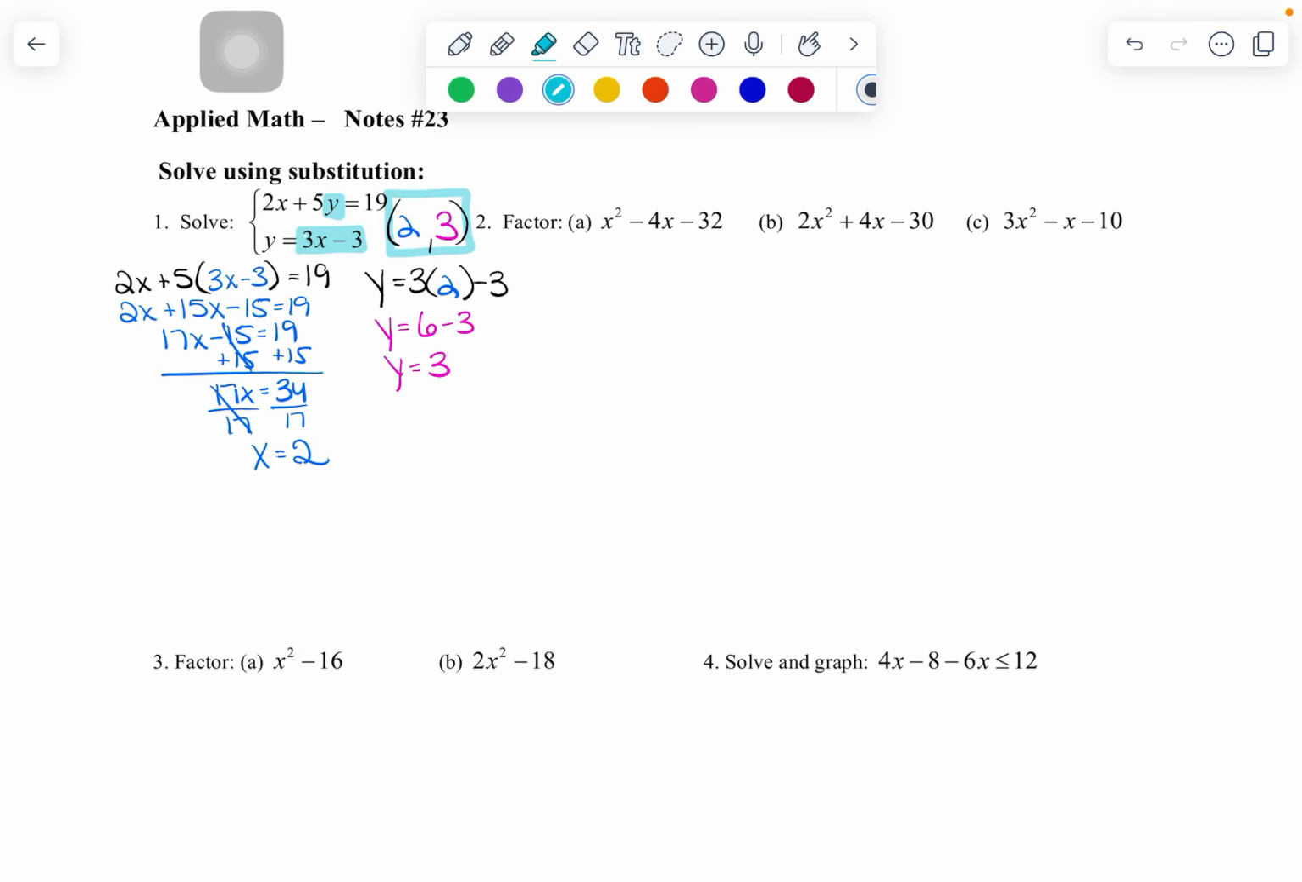All right, so this is going to continue question or notes 23. In the first video, I did the very first question, which was solving using substitution. In this video, I'm going to go ahead and do all the factoring. So that's going to be question 2 and question 3.